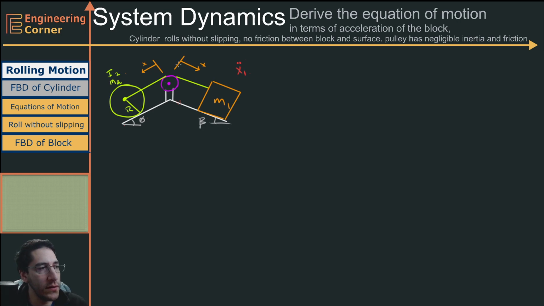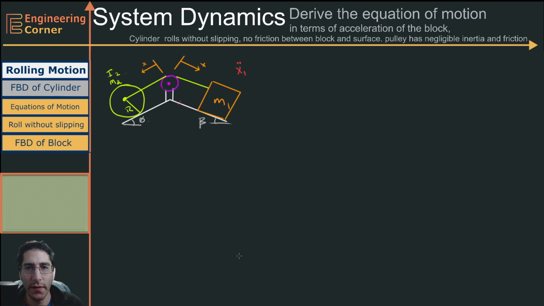In this video, I want to derive the equation of motion of the system in terms of x1 double dot, which is the acceleration of this block of mass 1. Now, what is going on in this system? Well, I have a cylinder that's connected through a rope to a block, and both the cylinder and the block are on inclined planes. However, they can be at different angles.